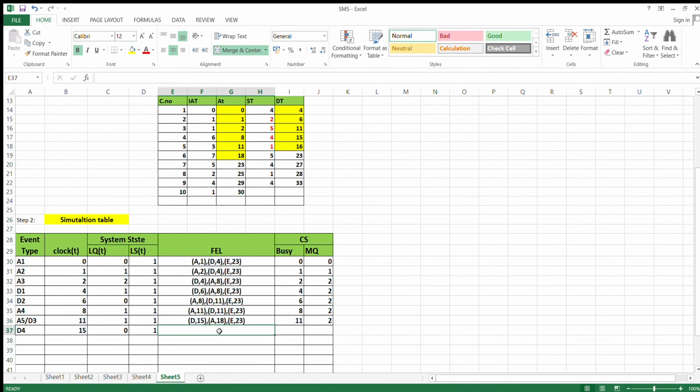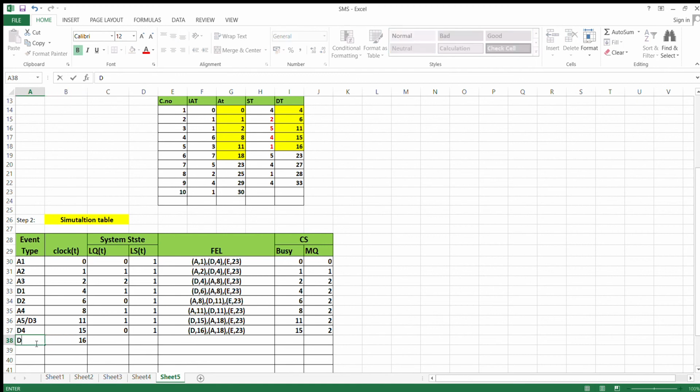16. Write down T, 16. A, 18. E, 23. So calculate visit time. Departure of T4 15. Arrival of A4 8. 15 minus 8 7 plus 8 15. So maximum customer under queue, maximum queue is 2. So minimum value is 16. So I'll advance clock to 16.